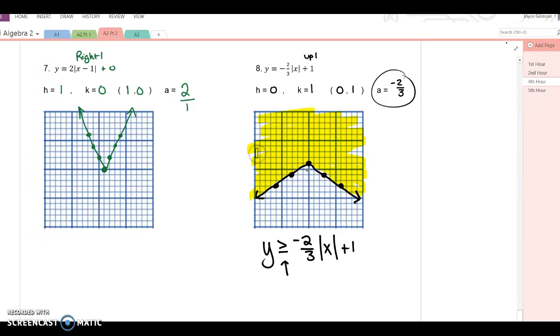So it's just asking you to take what we did with inequalities and what we just learned with absolute value graphs and put them together into one thing.